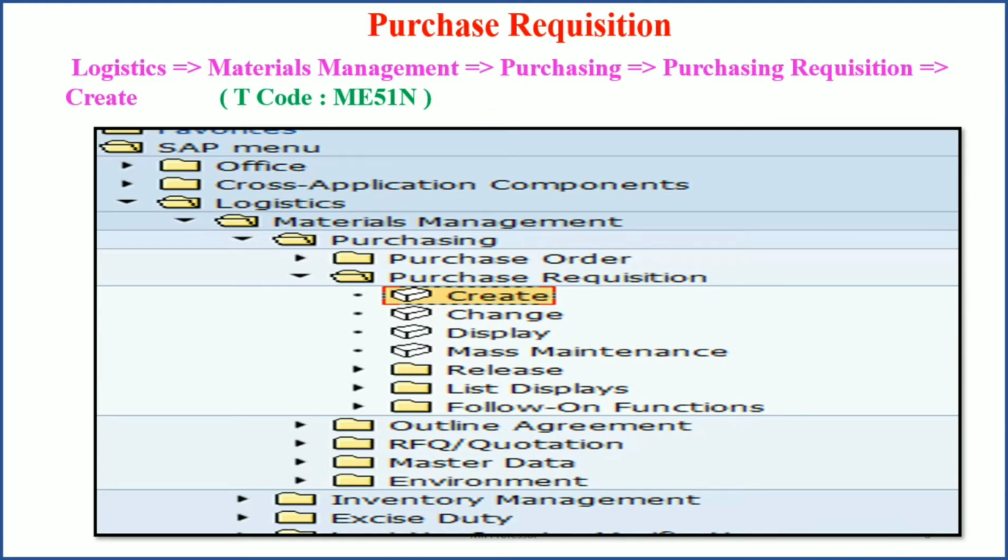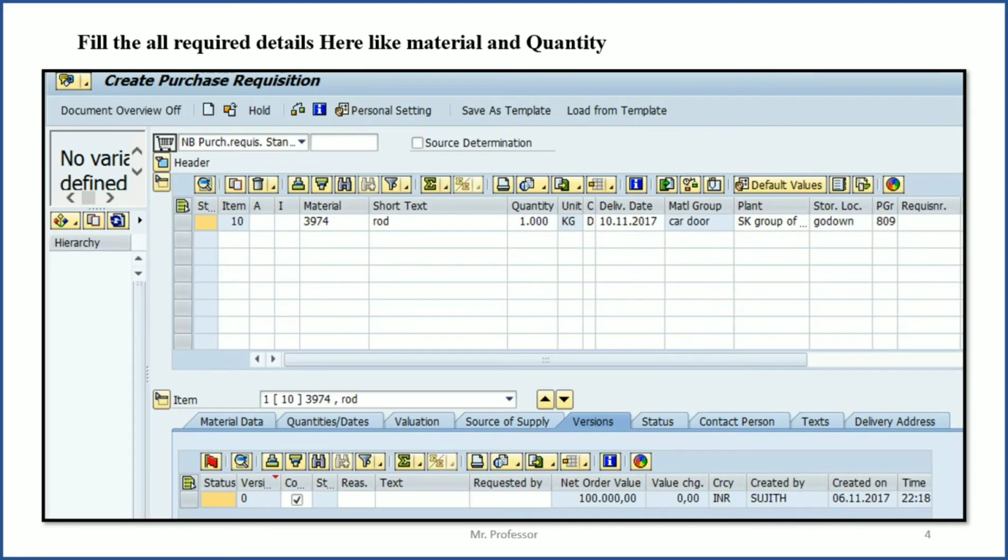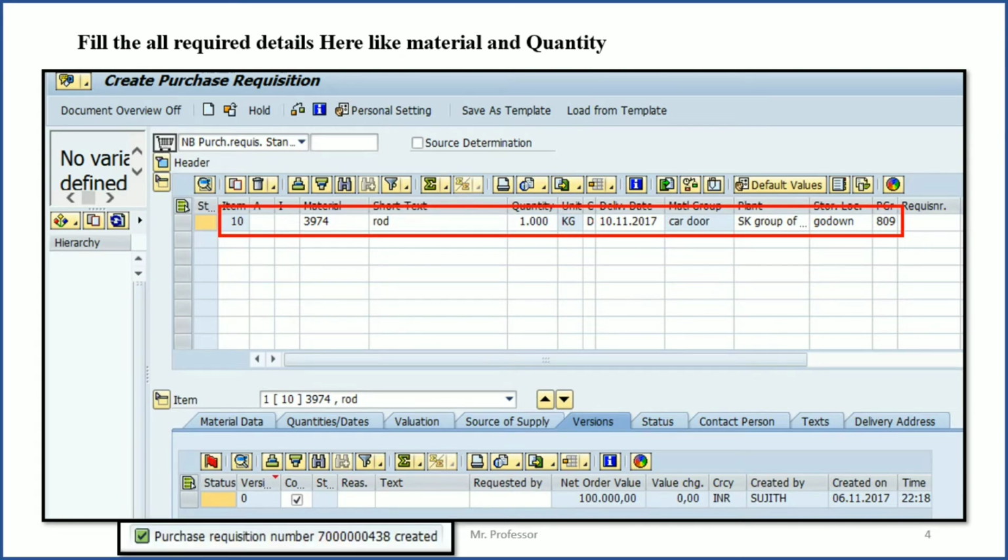Here is the path to create a purchase requisition. Go to Logistics, select Materials Management, then select Purchasing, there select Purchase Requisition, finally click Create, or we can use T-code ME51N. Then fill in all the required details such as name of the material, quantity, delivery date, material group, and plant. Click on Save. A new purchase requisition will be created.